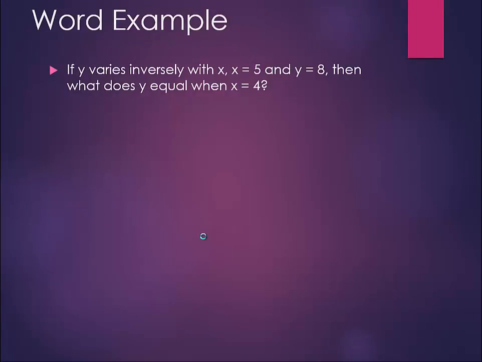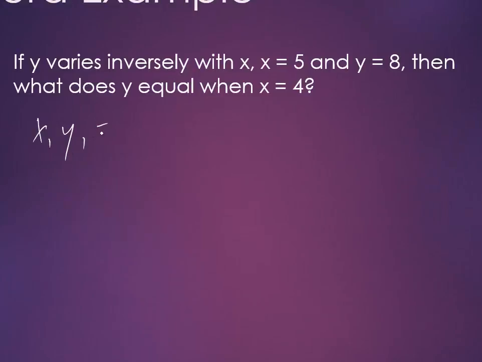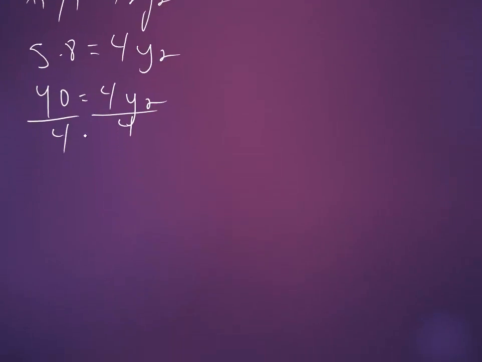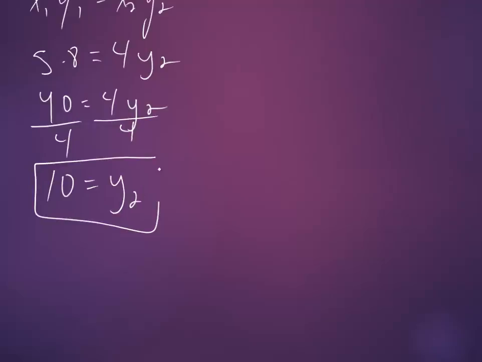Last word example, we're going to have our x1, y1 equals x2, y2. And if y varies inversely with x, and x equals 5 and y equals 8, then what does y equal when x equals 4? So we have our x1, we have our y1, and we have our x2. Plug in and solve. So we're going to have 5 times 8 equals 4 times y2. 5 times 8 is going to be 40, equals 4 times y2. And then we're going to divide by 4 to solve for y2. 40 divided by 4 is just going to equal 10, so y2 equals 10.